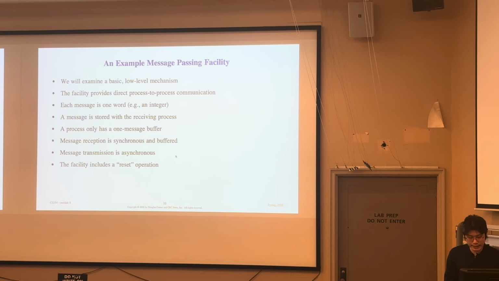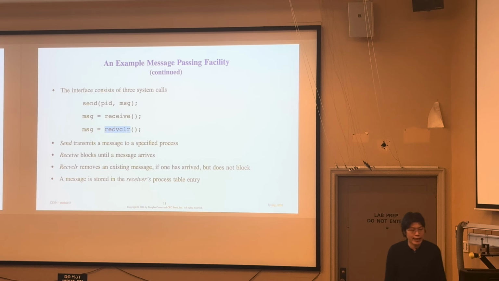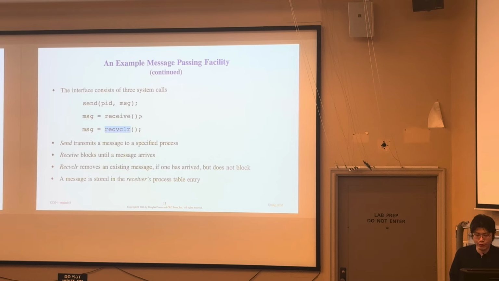Very simple, and let's take a look. So this is the interface. It consists of 3 system calls. Send takes a PID and a message, which means your current process wants to send a message to the process with this PID. Receive means the process will block, waiting to receive a message. Receive control is slightly different from receive. We will take a look at it later. If you understand receive, that's usually sufficient.